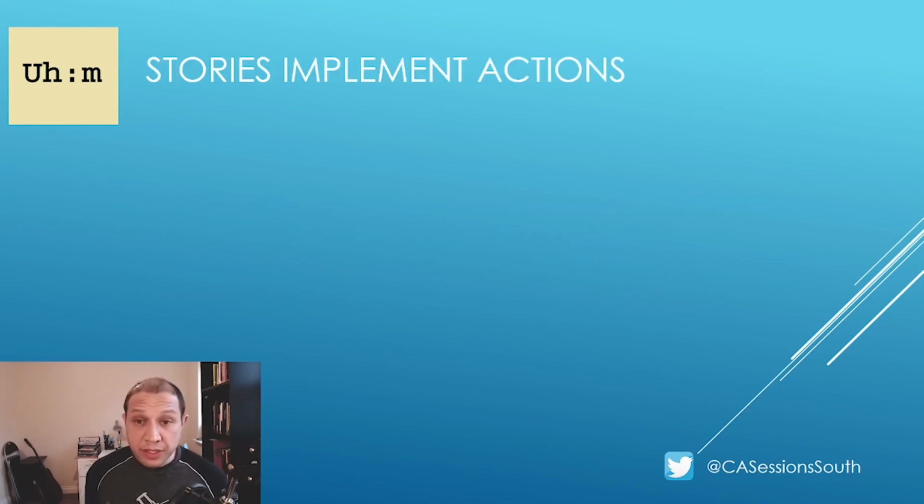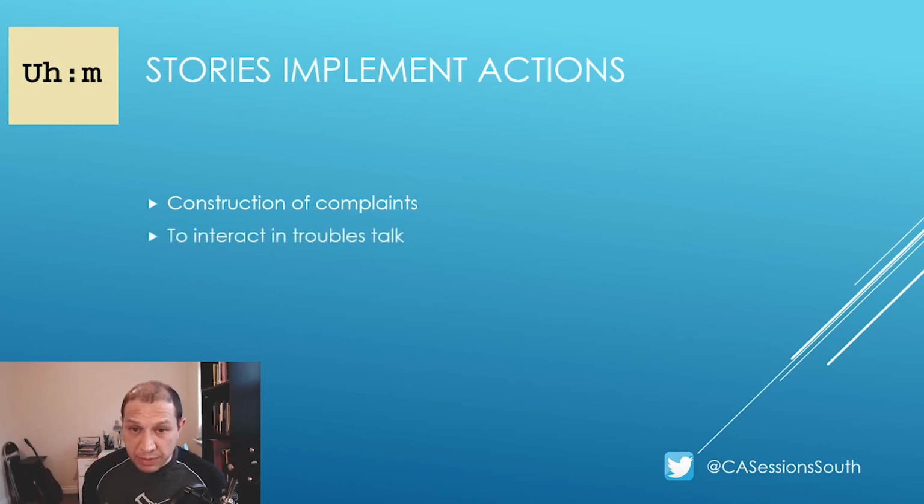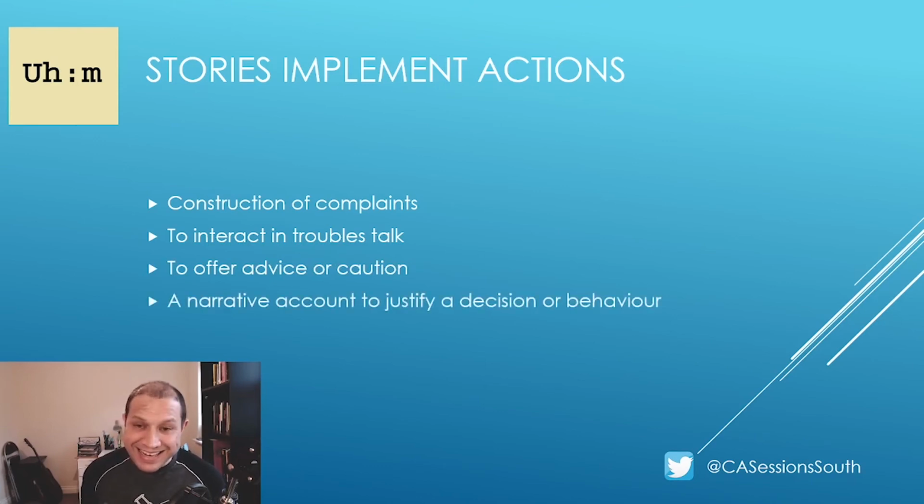In the telling of stories, there is usually some kind of purpose, and that typically involves the implementation of a social action. A story may be told in order to construct an account relating to a complaint. It may be a story shared to interact in what has been described as troubles talk, as teller and recipient work together to come to a shared understanding of their troubles. Stories may be told to offer advice or project a cautionary tale. They can also be told as a narrative account to justify a decision or to offer an account of past behaviour. This particular action is regularly evident in institutional settings such as courtrooms or healthcare settings.